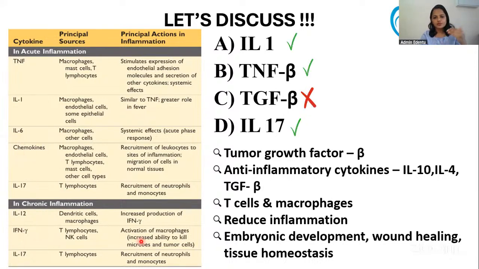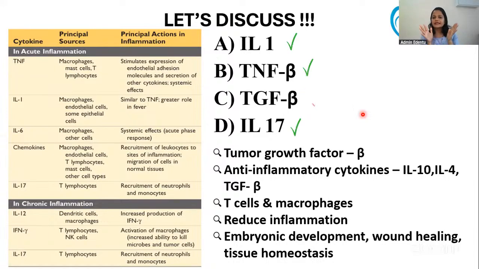So out of the options given, interleukin 1, the tumor necrosis factor, and interleukin 7 are all involved in the inflammatory process. They are all mediators of the inflammatory process. But option C, which is TGF beta, is not a mediator of inflammation. It is actually an anti-inflammatory cytokine. What do we mean by an anti-inflammatory cytokine? It suppresses the action of the inflammatory cytokines.